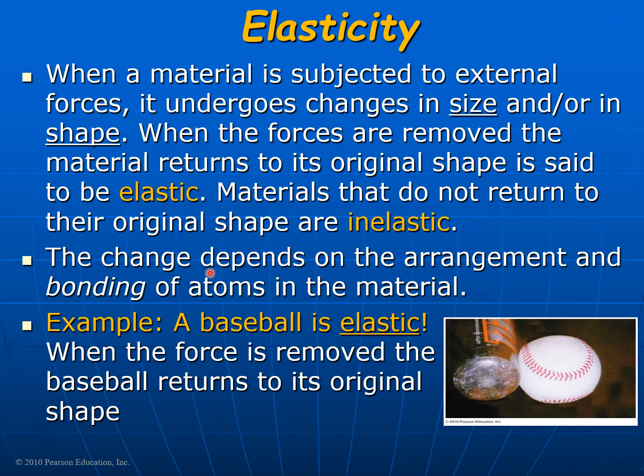Obviously, the change happening will depend on the arrangement and bonding of the atoms in the material. For example, this baseball is an elastic material. When a force hits it, it will be deformed. If the force is removed, the baseball will return back to its original shape.